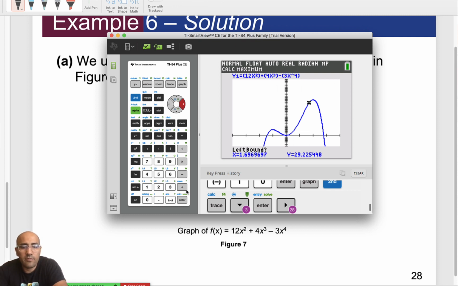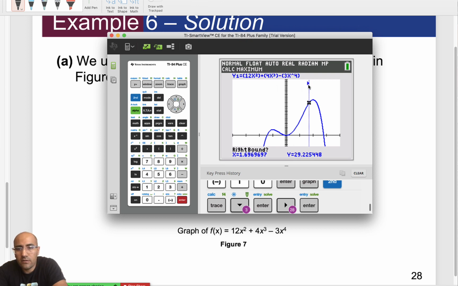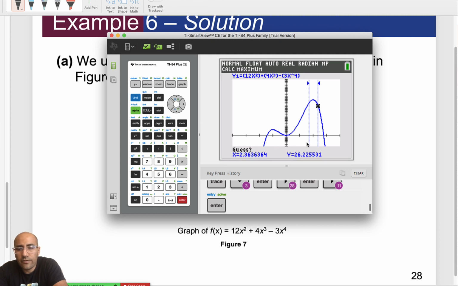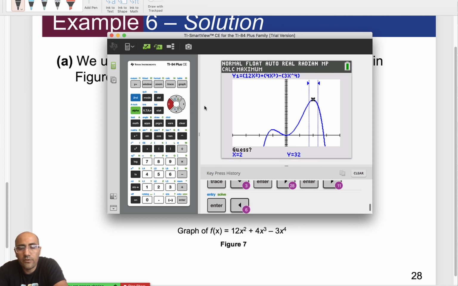So say there, I'm going to hit enter, and it creates that little left bound. Now you want to go over the hump to the other side, say over there, and then do the right bound. Hit enter. So what you've done is you've identified a little section of the domain in that little zone. And so now you hit guess. So go back to pretty close to where you think the max is. Hit enter, and now it finds the exact answer, (2, 32).